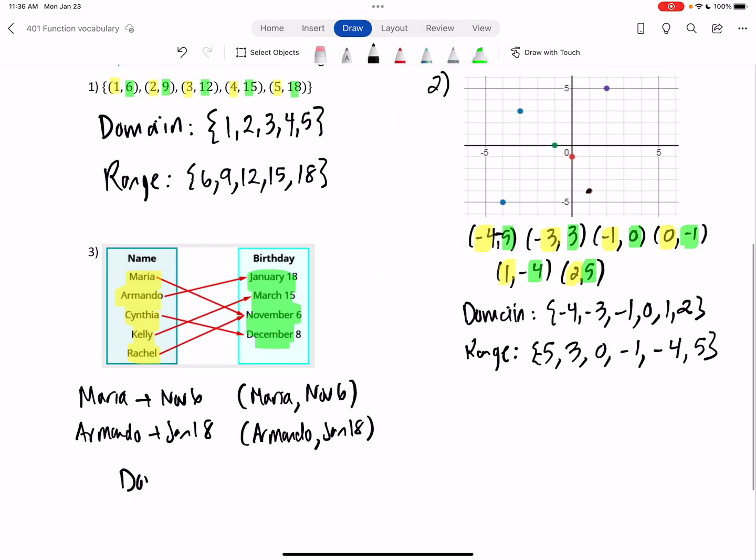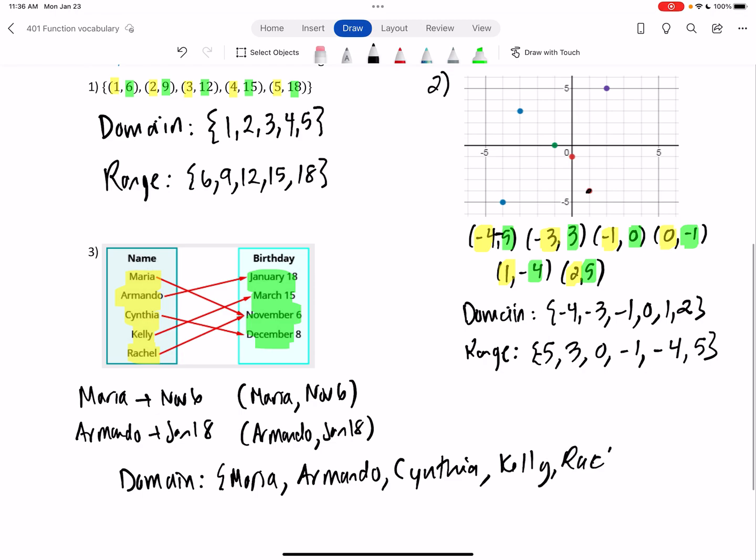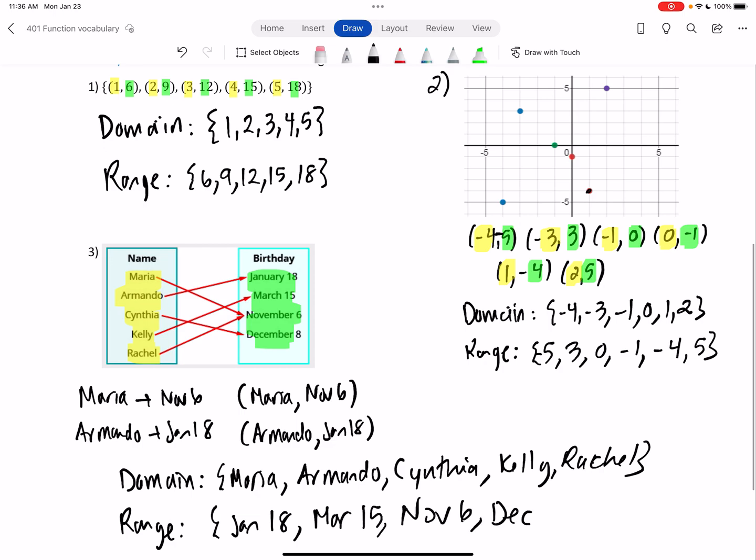So my domain would be Maria, Armando, Cynthia, Kelly, and Rachel. And my range is going to be those 4 dates: January 18th, March 15th, November 6th, and December 8th.